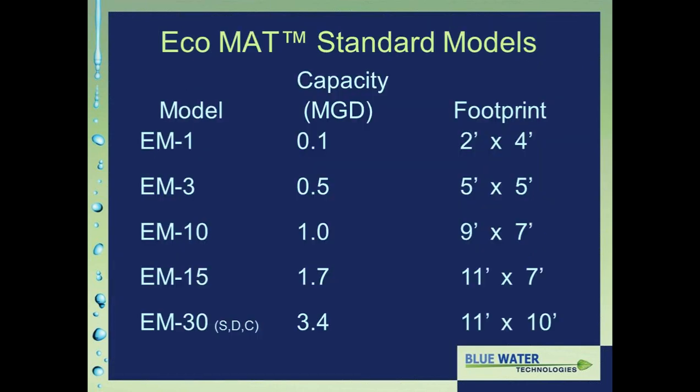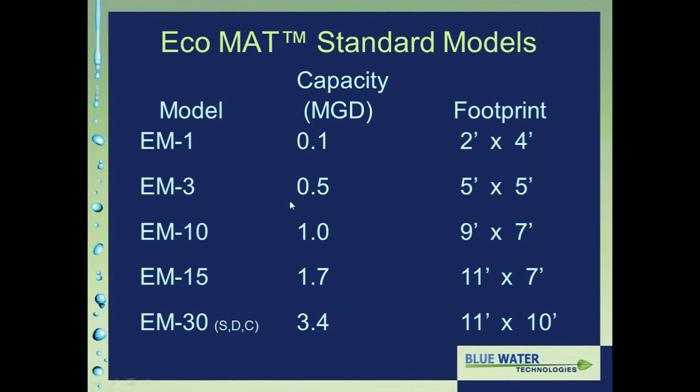So back to the full range of product line and their flow capacities. We actually do have a small model that we use for small package plants, membrane plants, RBCs. That'd be the EM1. It has a 0.1 MGD capacity and a very small compact footprint. So again, I believe that the compact and very effective treatment is going to be one of the key benefits of this technology for these applications.